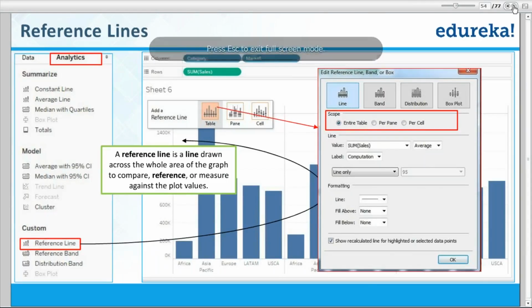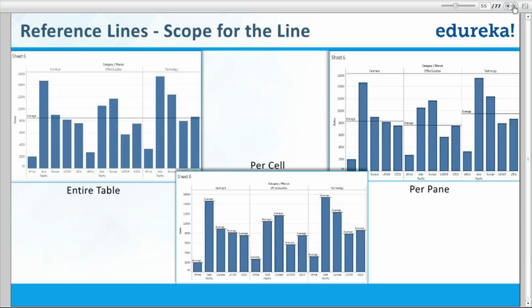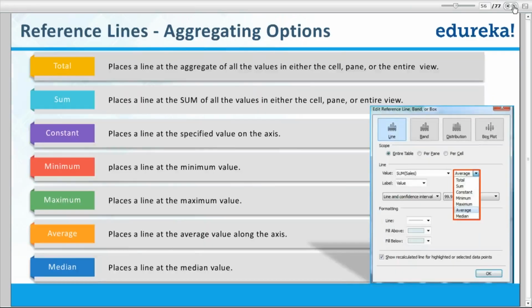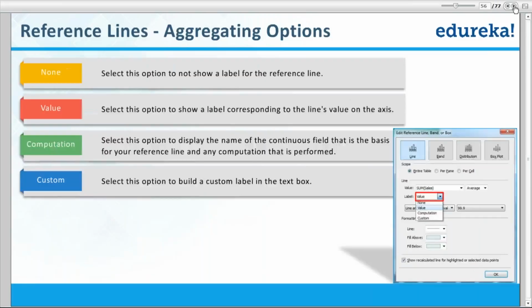So here we saw about the reference lines. This is for the entire table. This is how we get per page, and per cell we get something like this. So you can perform aggregations on these reference lines like total, average, maximum, minimum, the median and these values. And you can also have some reference labels set. So what is the value you need to display?